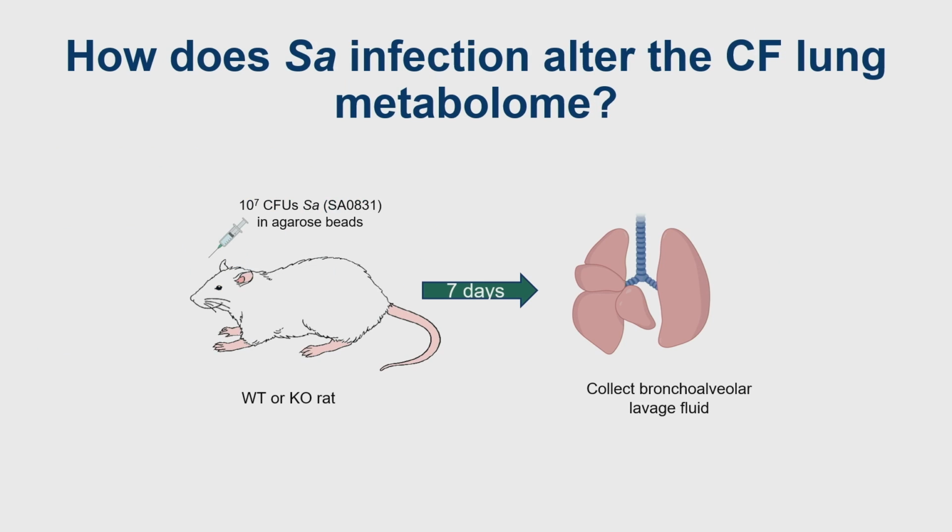The way that we collect that BALF is we infect our rats with our SA0831 staph strain for 7 days. The reason we chose 7 days here is because if you remember in my original sequential dual infection, that is how long the staph was in the lungs by itself before Pseudomonas was introduced. So we really want to see what is going on in the lungs right as Pseudomonas is introduced.